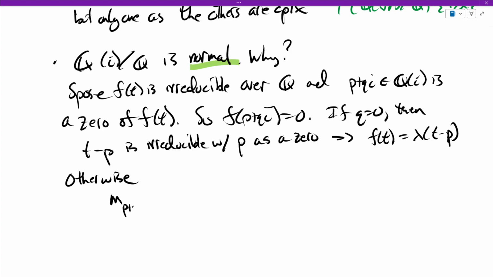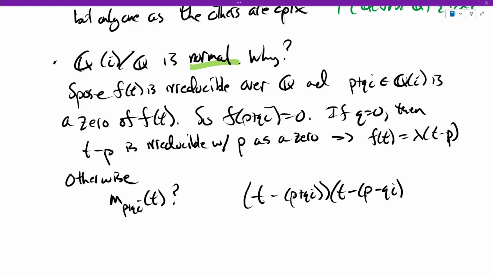Otherwise, what's the minimal polynomial of p plus qi? I want to look at t minus (p plus qi), and then t minus (p minus qi). What are we doing here? We're using the fact that if p plus qi is a zero, then the conjugate should also be a zero. So let's just multiply this out, and we'll see that actually we can put an equals here, but let's leave it as a question for now. So we get t squared minus the sum of the constant terms times t. The sum of the constant terms is 2p because the qi and negative qi disappear. And then it's going to be this complex number times its conjugate.